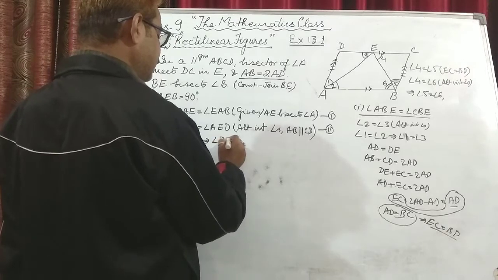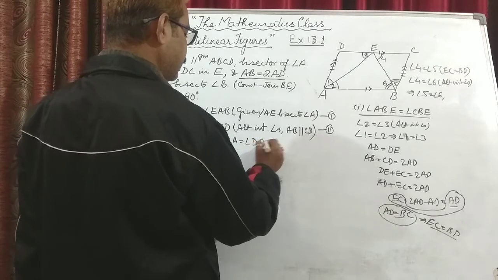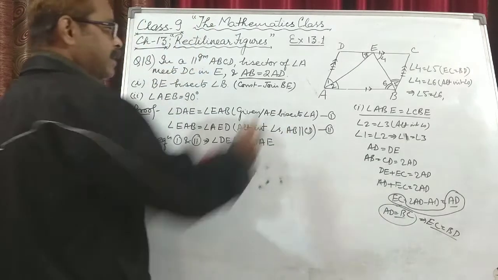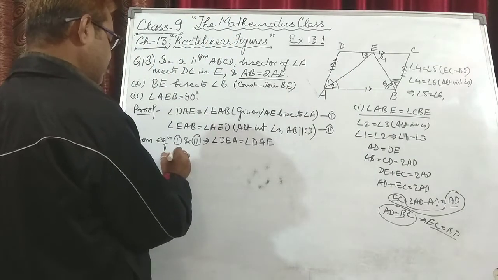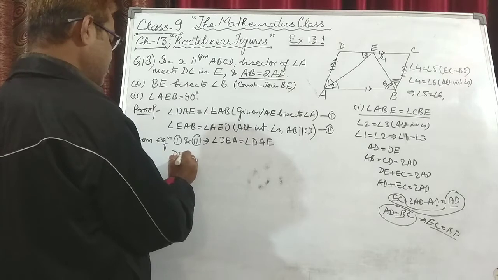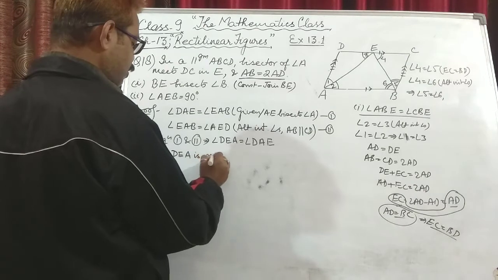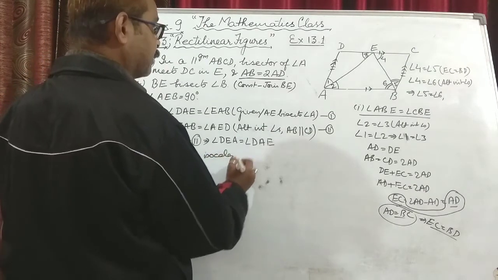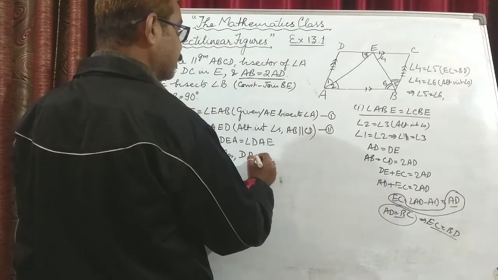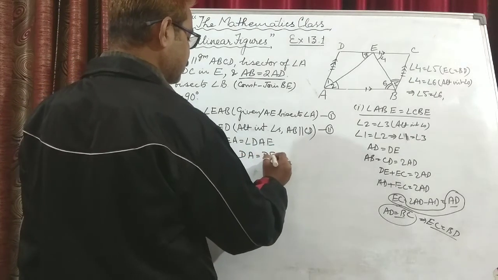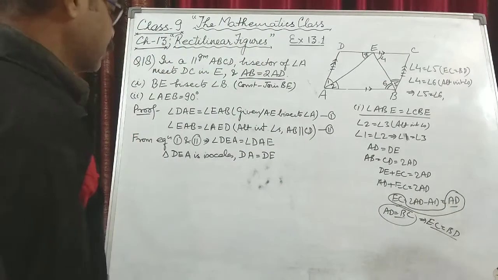Angle DEA is equal to angle DAE. If these two angles are equal, it means that triangle DEA is an isosceles triangle, and therefore we can say that DA is equal to DE. DA and DE are equal. We have proved that DA and DE are equal.